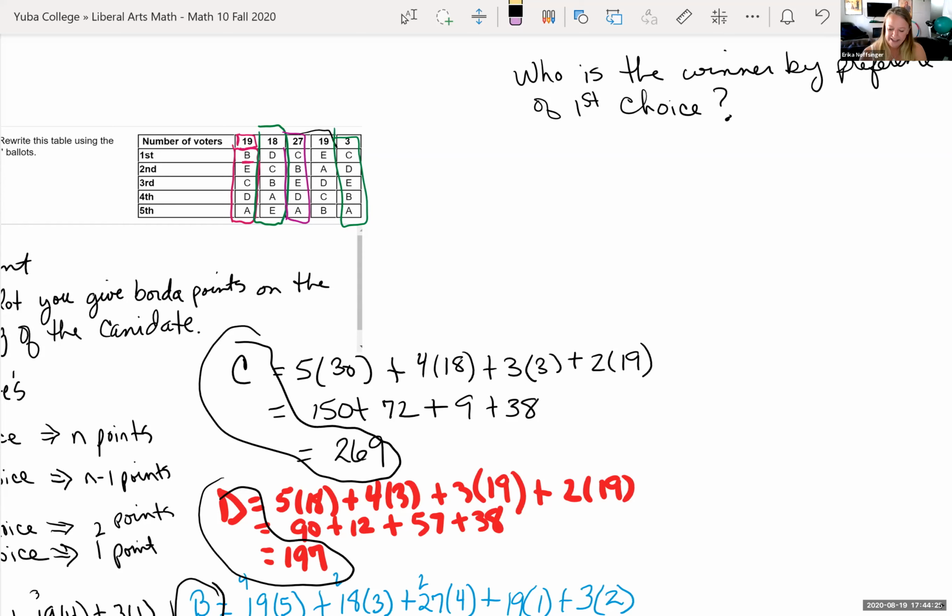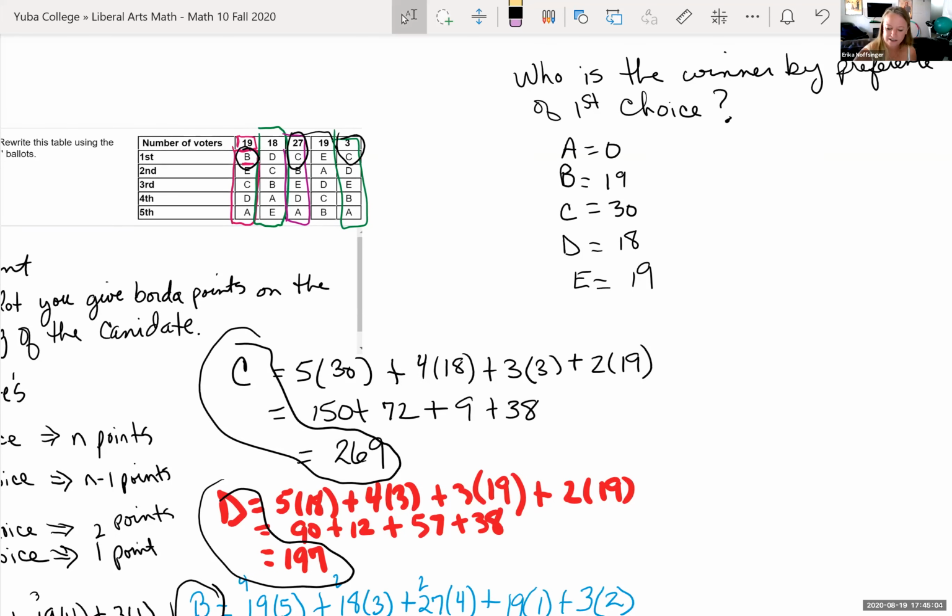Well, if you look at A, no people voted them for first choice. If we look at B, first choice here, that's 19 people. C, 27 and 3 people, 30 people put them as first choice. And D, that was 18 people, and E is 19. So by preference, first choice, C would have been the winner.